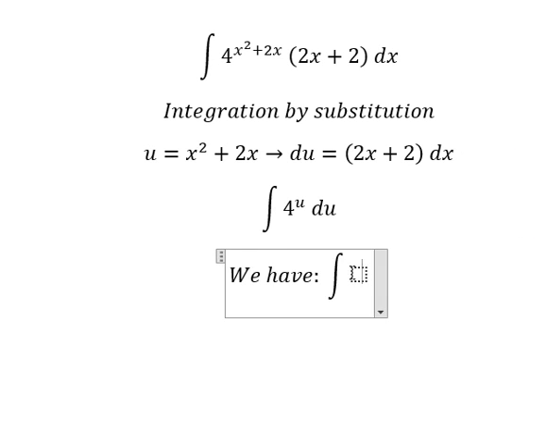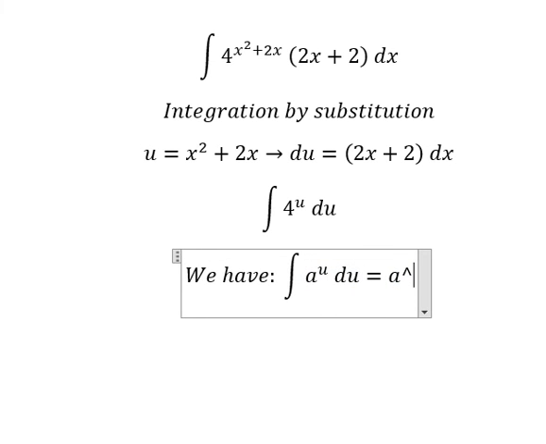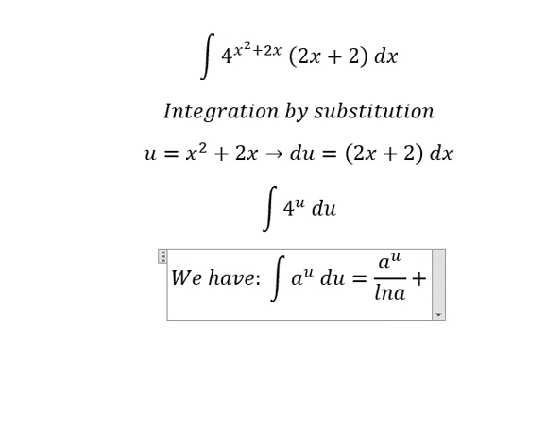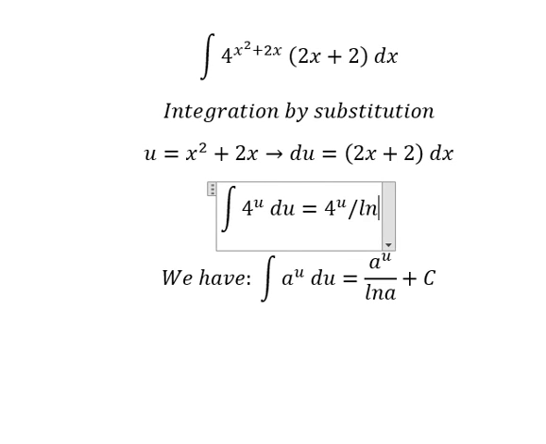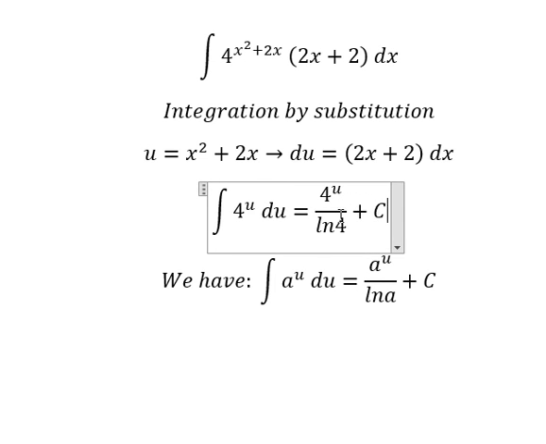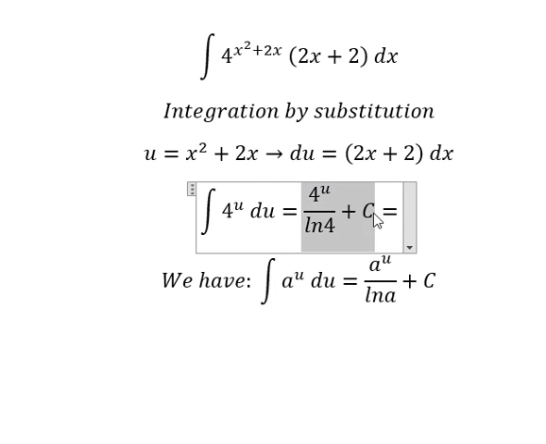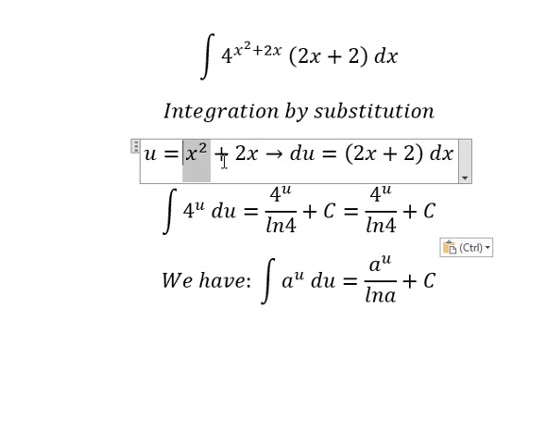The integral of a to the power of u du. We have a to the power of u over ln a, and I will put plus c. And this one we have 4 to the power of u over ln 4, and I will put plus c. About u, that is about this one.